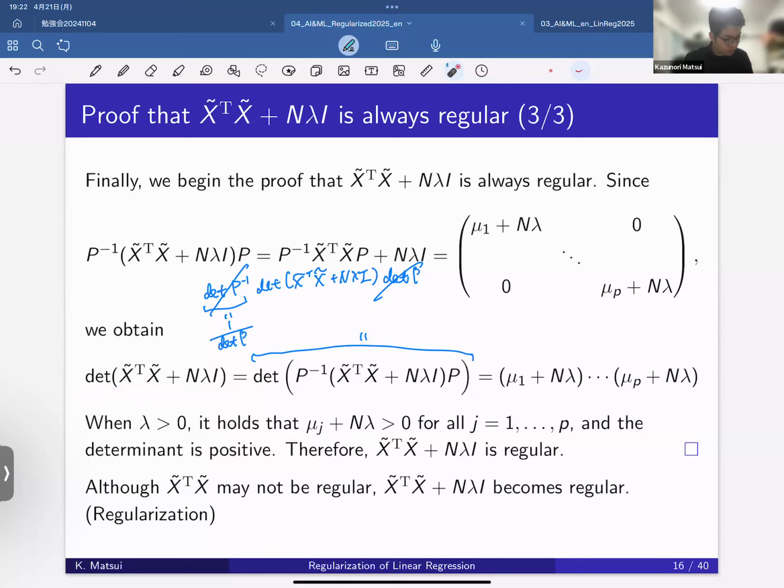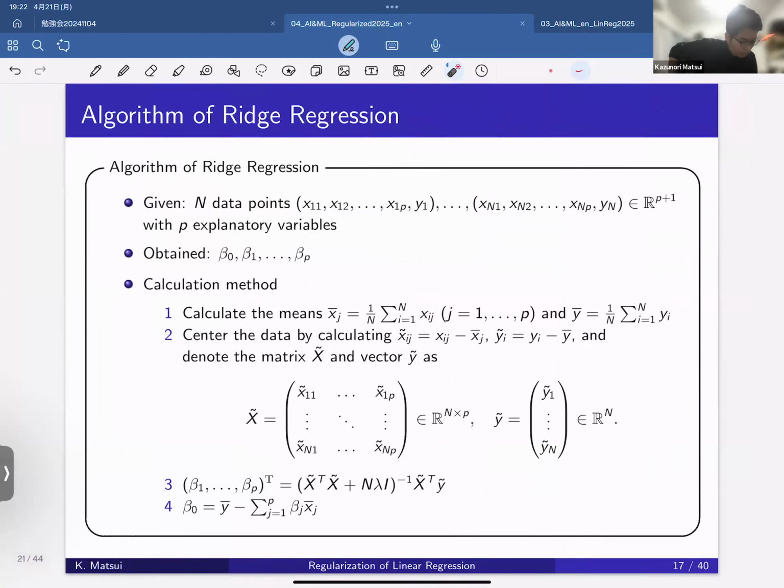Since the determinant is greater than 0, this means that while x tilde transpose x tilde might not be regular, this becomes regular. This is why it's called regularization. Something that wasn't regular becomes regular. So after all this discussion, we can use what we calculated to determine the parameters for ridge regression, like that.